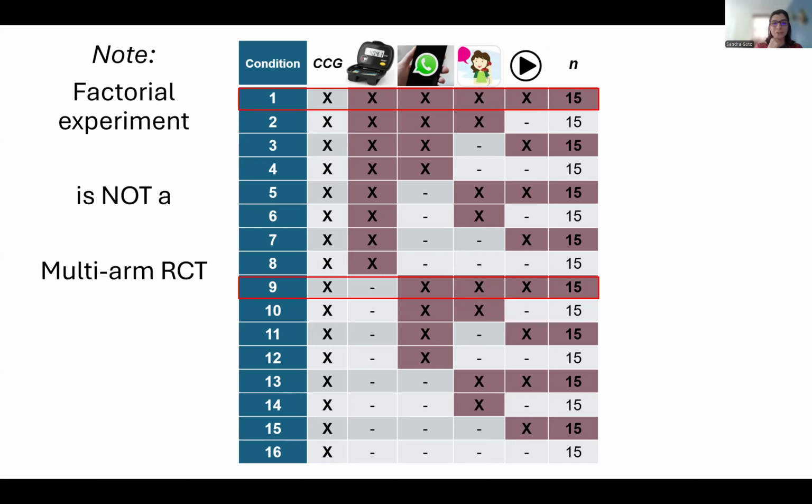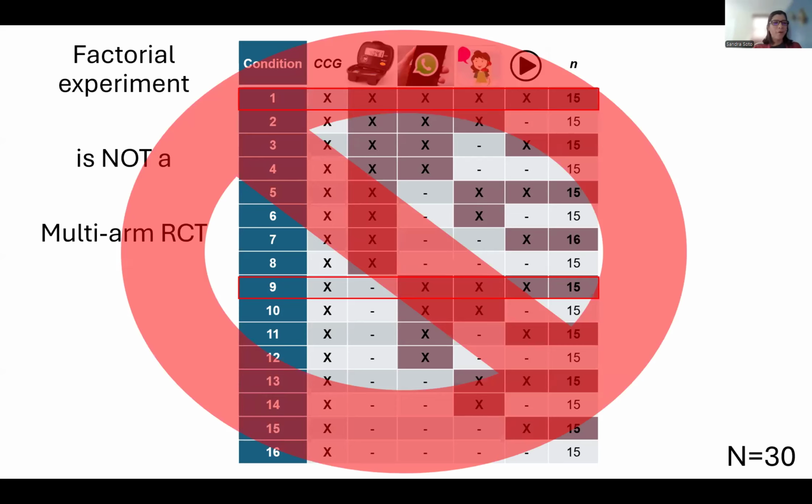So if we were to do this like a multi-arm RCT and compare the conditions versus each other, rather than collapsing the conditions that receive one component versus the collapse of those who don't, the aggregation of them, we would then end up comparing 15 people versus 15 people. So a total of 30. That's not going to get us anywhere. That's not going to show us anything. That's not enough samples. So that's not what we're doing here. If we wanted to do a multi-arm RCT, we would need way more participants per condition to be able to test these and compare them to one another.